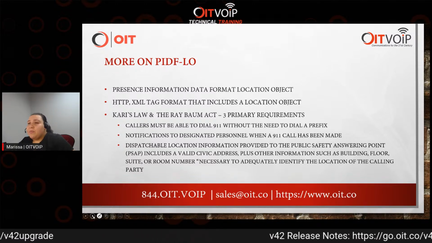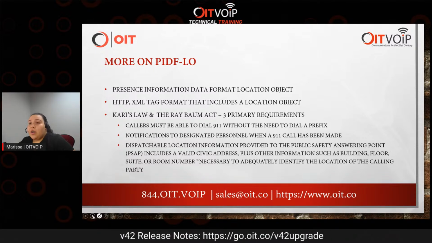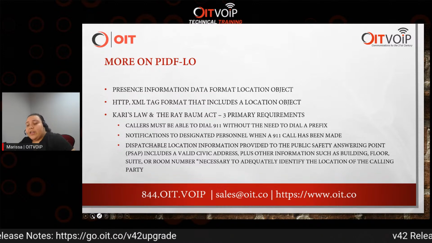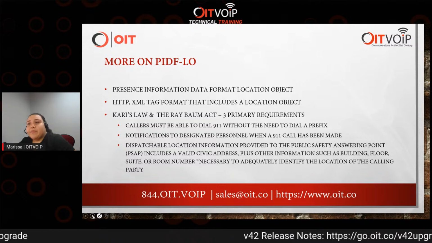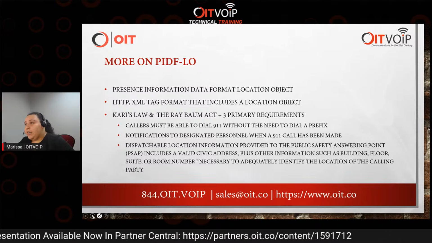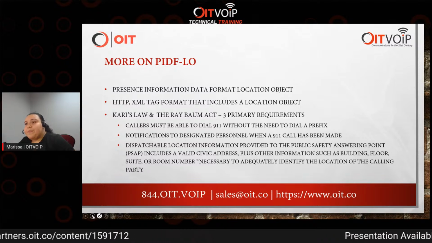The reason that this is so important is because of Kari's Law and the Ray Baum's Act. These are two federal laws concerning E911 specifically, and they have three major requirements. The first requirement is that callers have to be able to dial 911 without the need to dial a prefix. That is already in place and has been since well before 2018 on our platform.